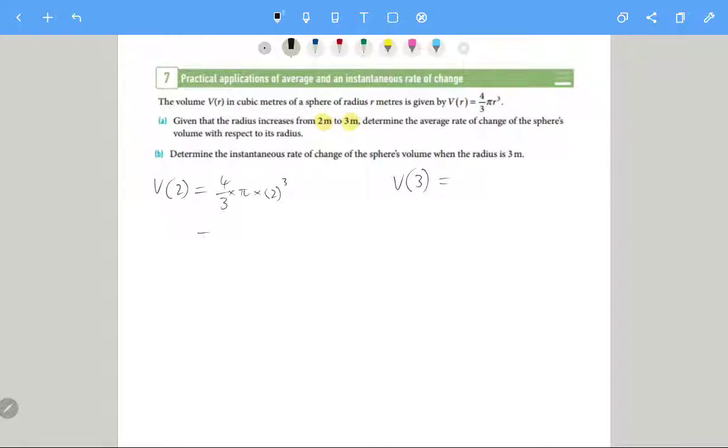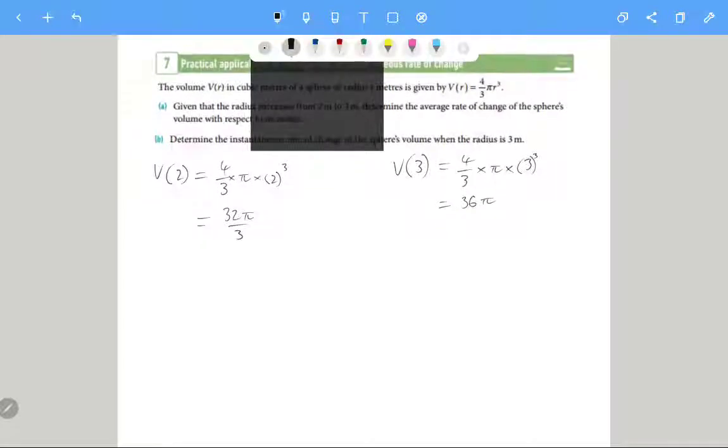So for V of 2, we get 4/3 pi times 2 to the 3. 2 to the 3 is 8. 8 times 4 is 32. So we get 32 pi on 3. And for the volume at 3, we're going to get 4 on 3 times pi times 3 to the 3. 3 to the 3 is 27. 27 divided by 3 is 9. 9 times 4 is 36 pi.